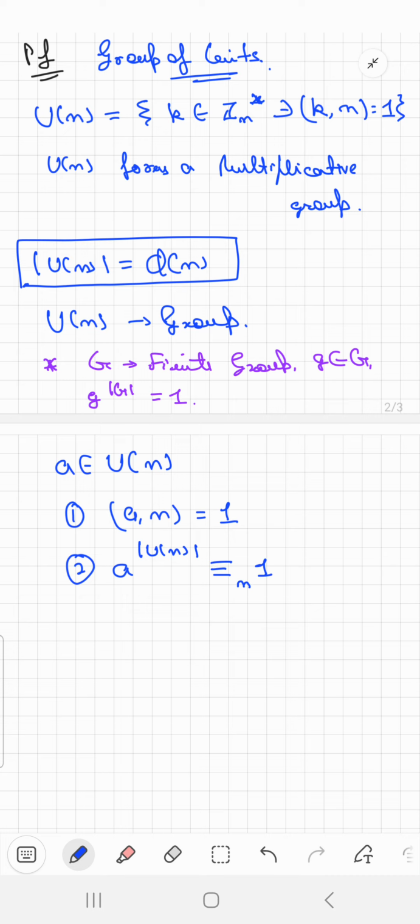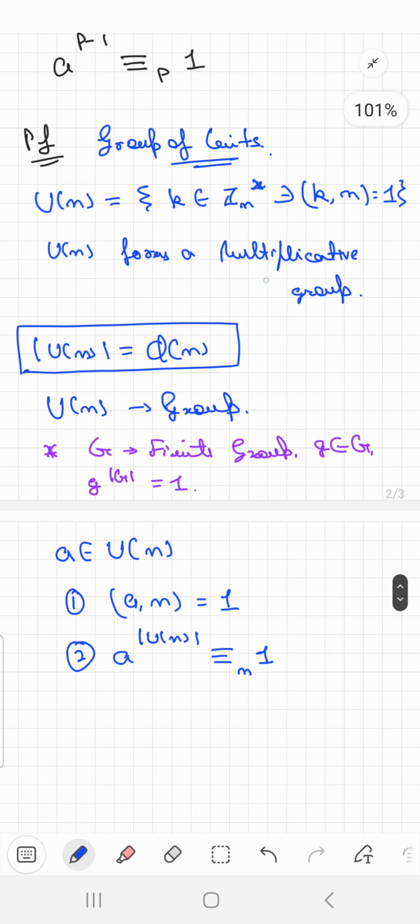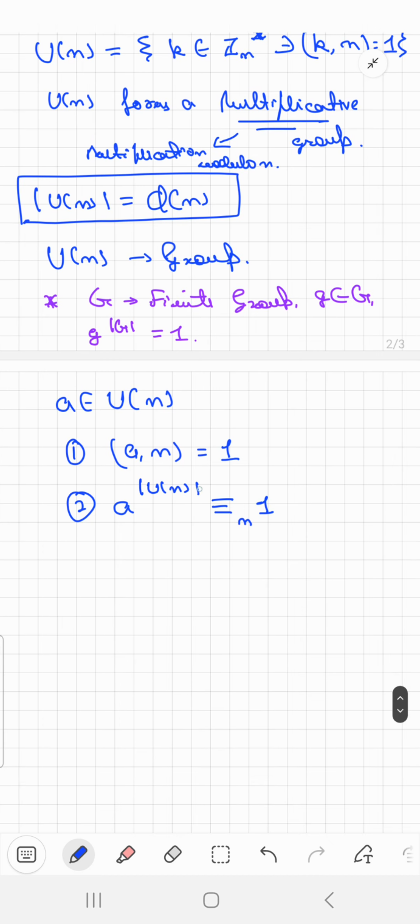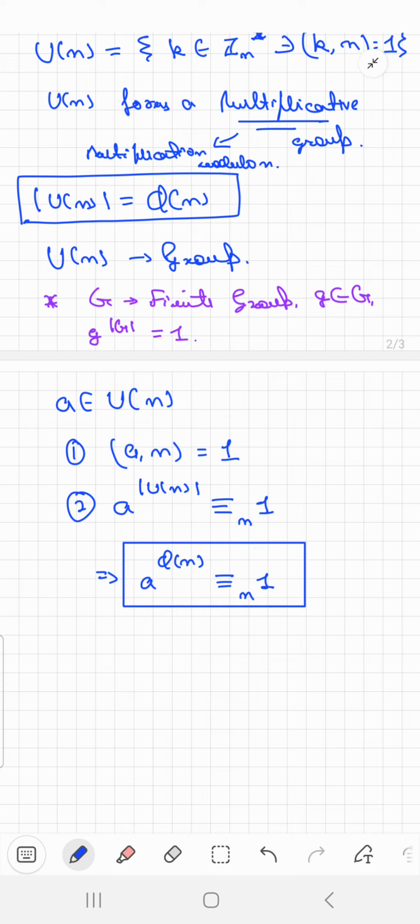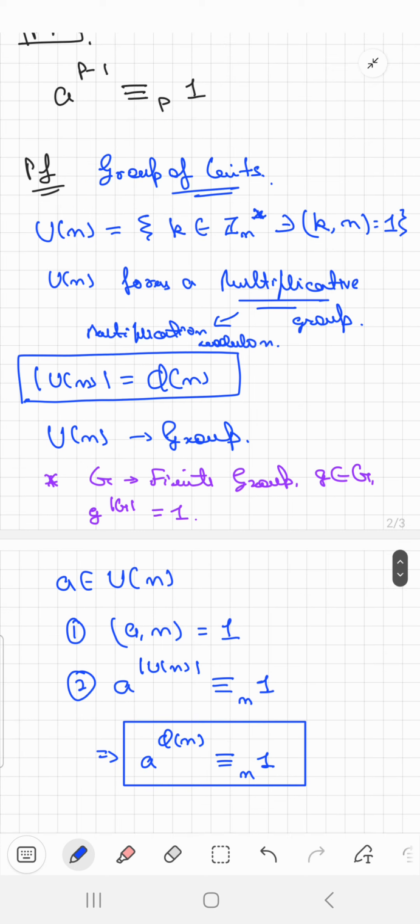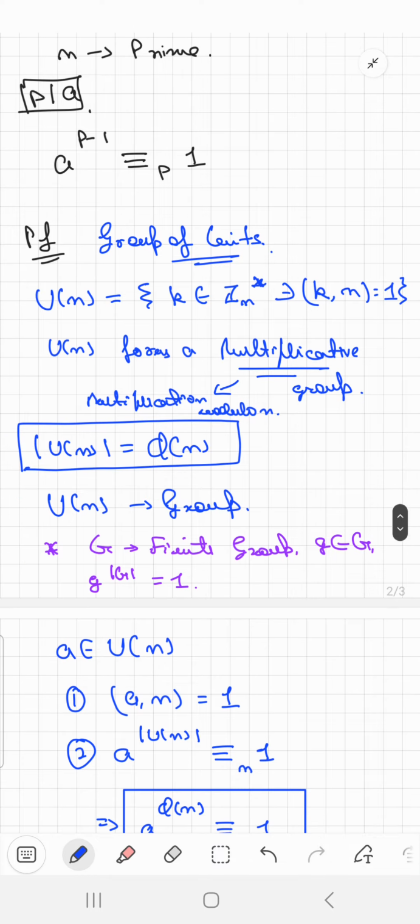Why am I using congruent to 1 modulo n? Because this multiplicative group actually indicates that the multiplication is under modulo n. Multiplication modulo n. So hence a to the power of the order of U(n) is congruent to 1 modulo n. But what is the order of U(n)? The order of U(n) is phi(n), so a to the power phi(n) is congruent to 1 modulo n, and that's exactly Euler's generalization of Fermat's little theorem. Okay, so I guess this indeed works.